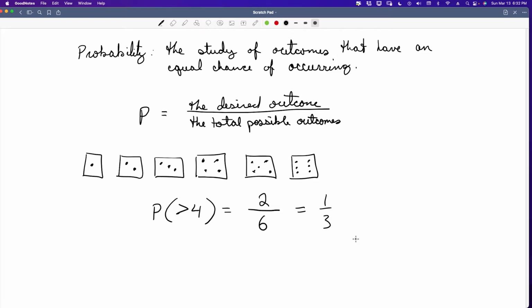All right. So let's do a problem based on probability.